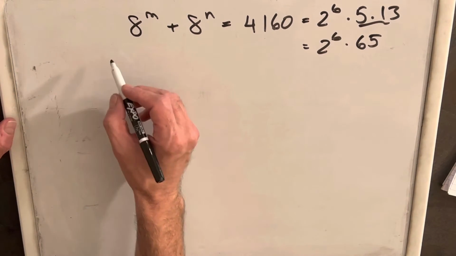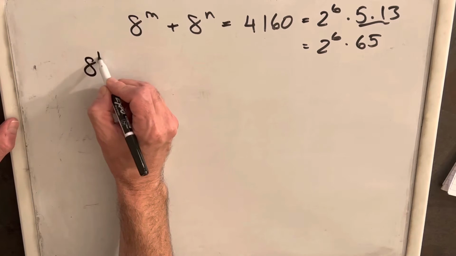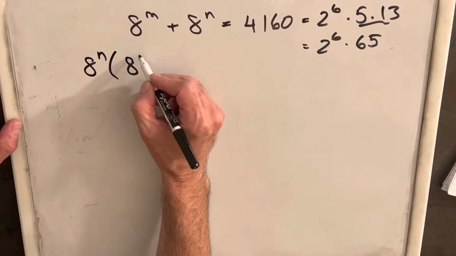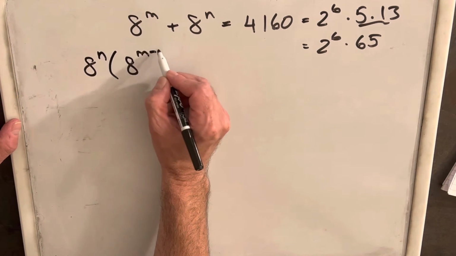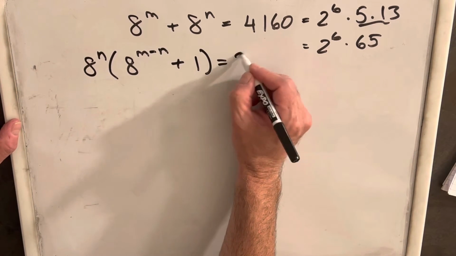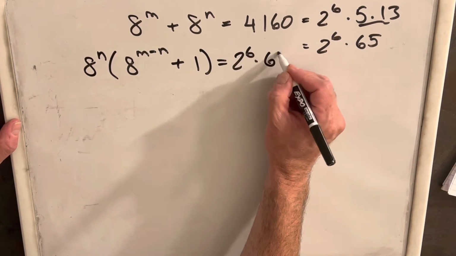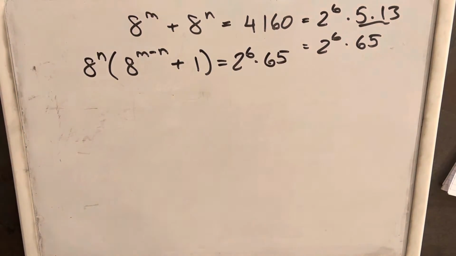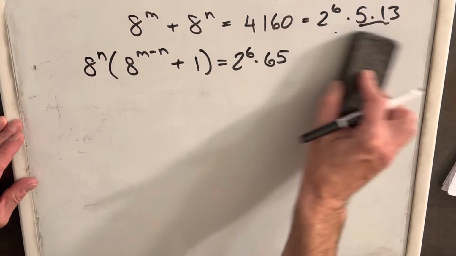Manipulating the left side of the equation, let's factor out an 8 to the n, and that's going to factor like 8 to the n times 8 to the m minus n plus 1 equals 2 to the 6 times 65. Just get rid of that so it's not confusing.